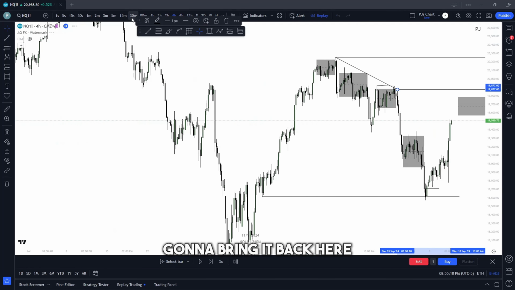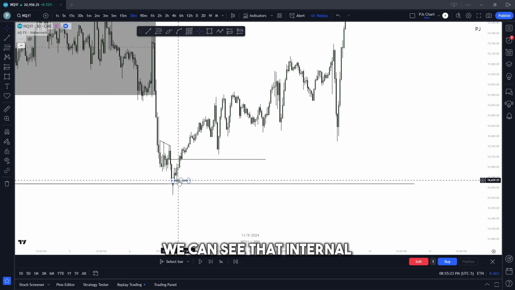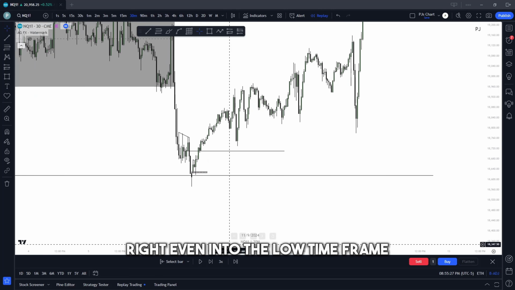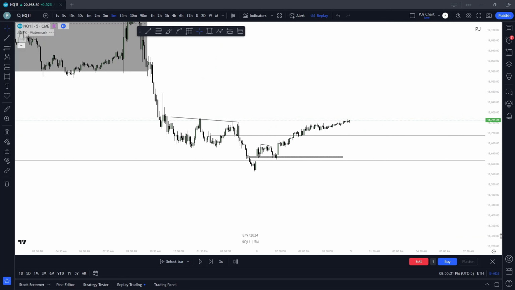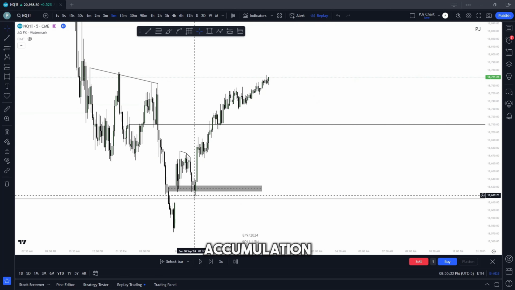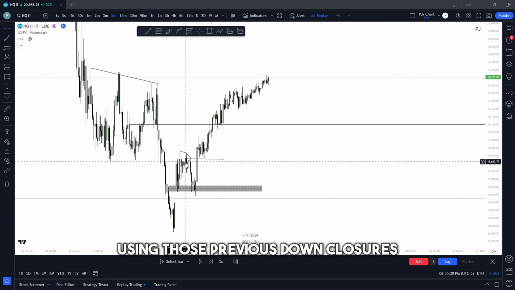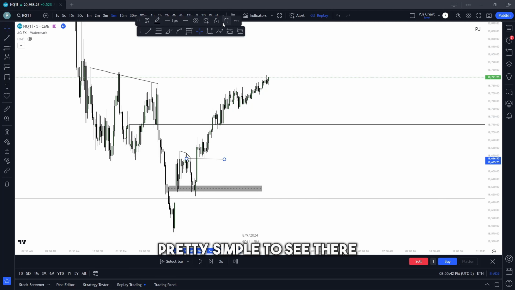Gonna bring it back here, go to the 30-minute, back to that INWOG we talked about. We can see that internal, external above these highs, right? Even into the low time frame. Bring it back here. Accumulation, manipulation, boom, right? Good entry there. Using those previous down closures to support higher. Displacement, fair value gap. Pretty simple to see there.